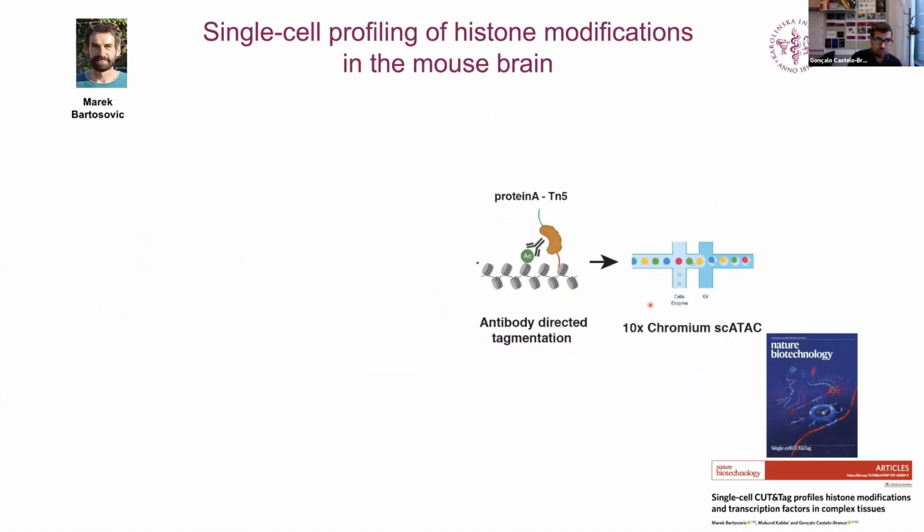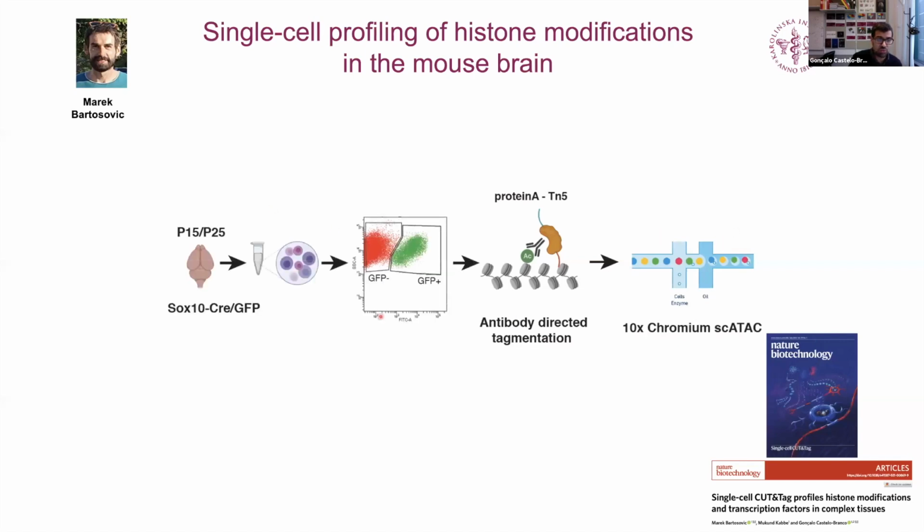So Marek Portozovic in my lab was quite interested in this kind of technology. Since we had a lot of experience with Tn5 transposase and also with the 10x single-cell ATAC protocol, Marek decided to see if it would be possible to optimize the CUT&Tag protocol and couple it with the 10x Chromium single-cell ATAC. After several optimizations, Marek was able to establish that it was indeed possible, with cell lines, for instance, to identify the different identities of the cell lines using single-cell CUT&Tag.